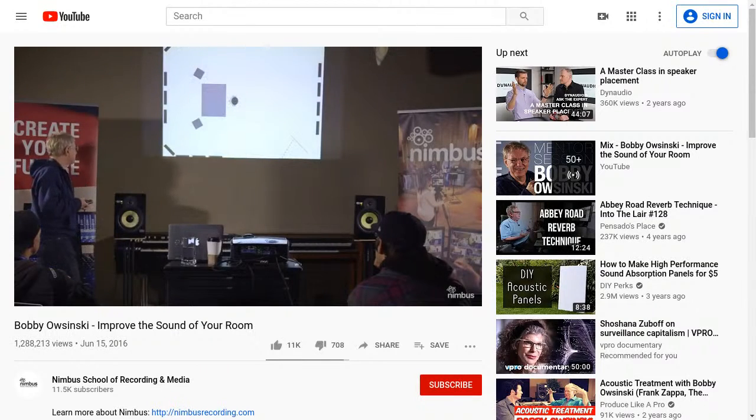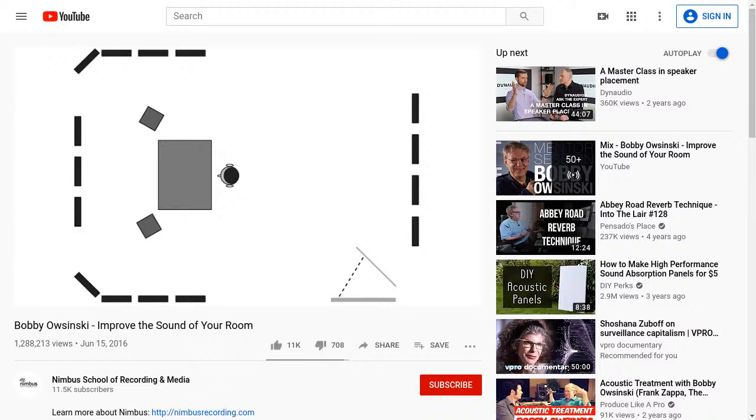Okay, here's the first thing. So you can see there's our desk, and this could be a regular console, or it could be just our computer. Doesn't matter. But here's the first thing we got to do. Move those speakers at least a foot to 1.5 feet away, 12 to 18 inches away from the wall. Anybody do this already? You should. Makes a big difference.